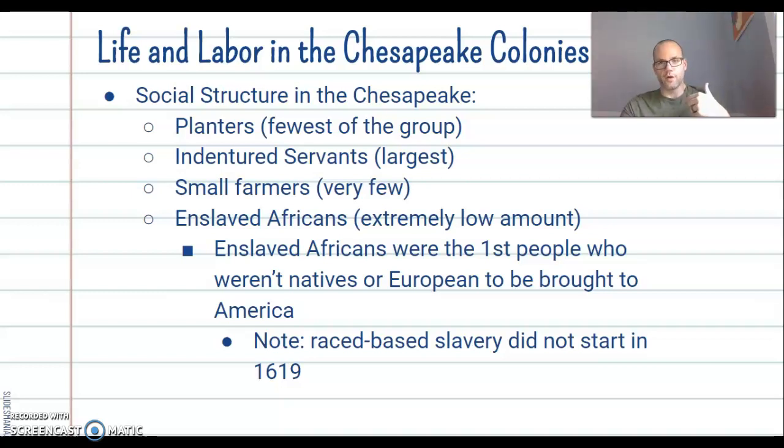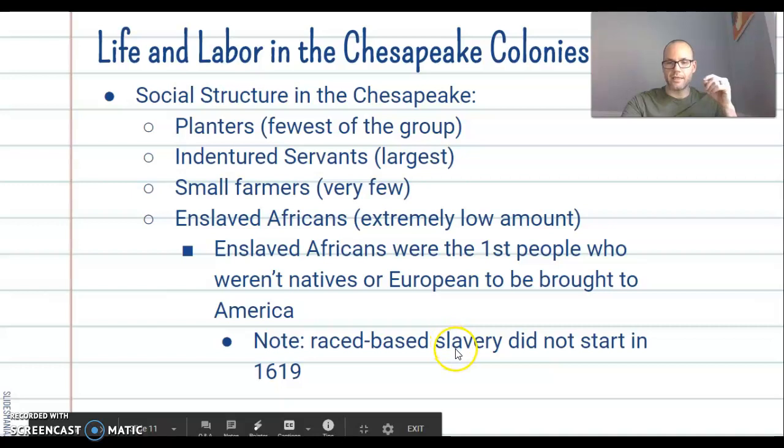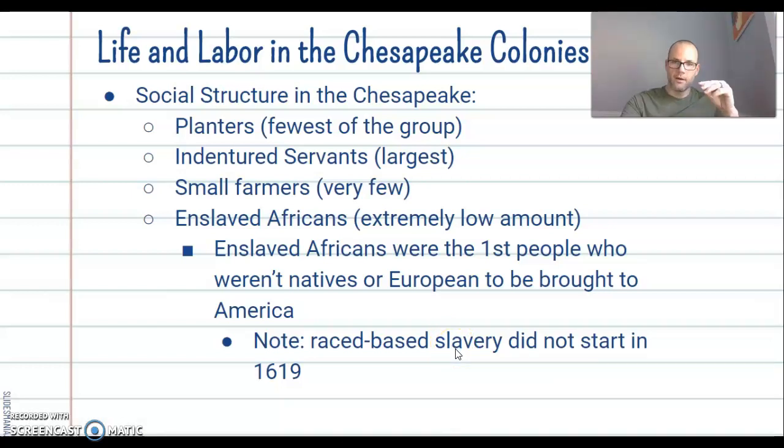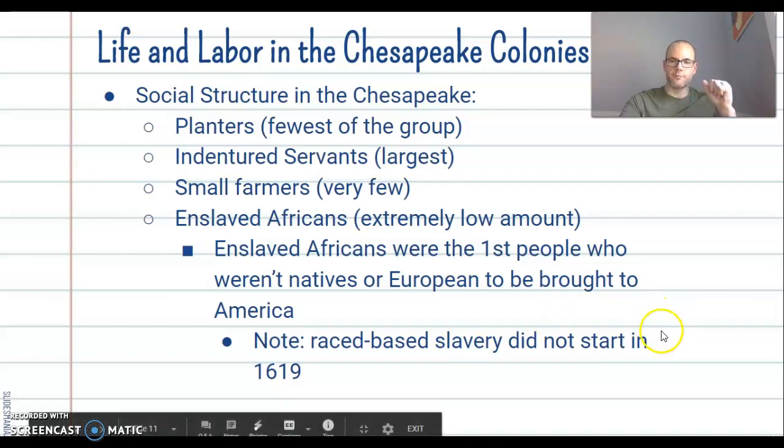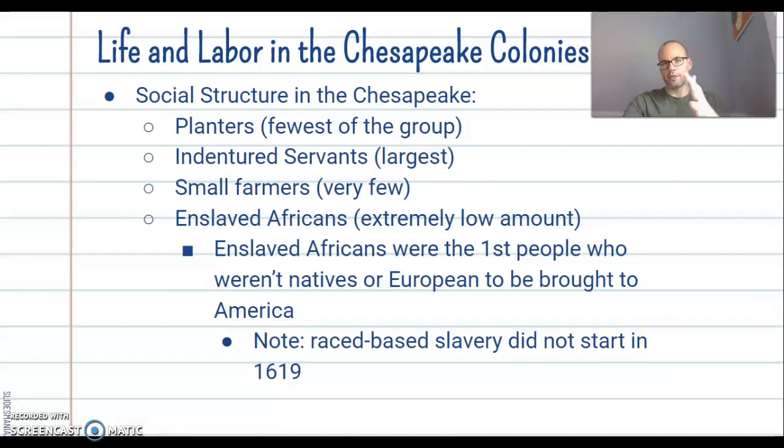Too expensive for enslaved Africans at the time, and so the planters are like, no, we're going to use these indentured servants because it's cheaper for us. Please note that this is not the beginning of race-based slavery. Okay, slavery at this time is used, but it's more as a means of protecting your financial interests, as opposed to, we don't like black people, therefore we are going to use them as slaves. That's what it turns into, and that's what we'll talk about next week.